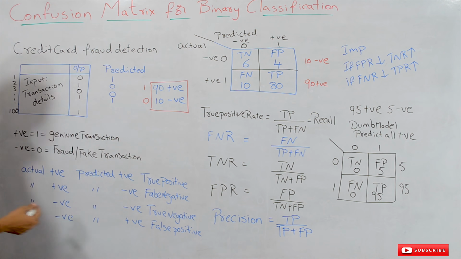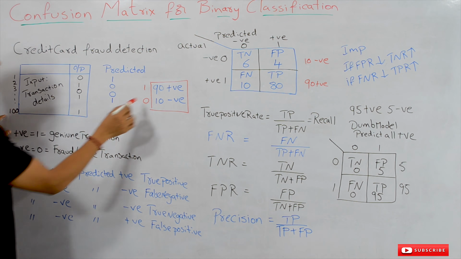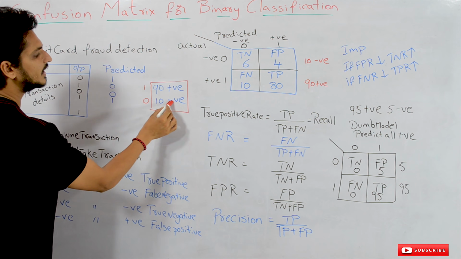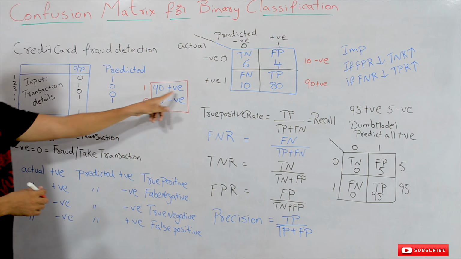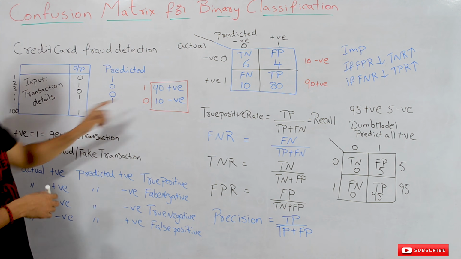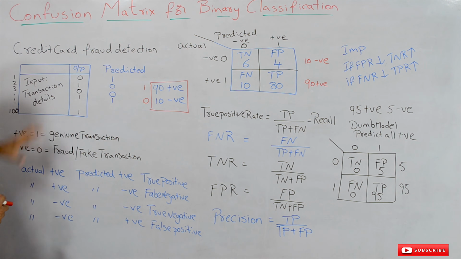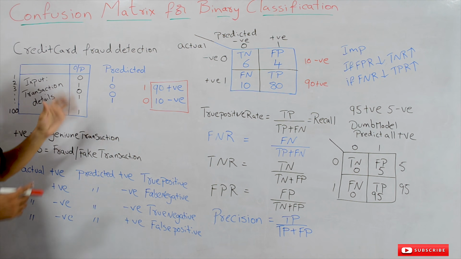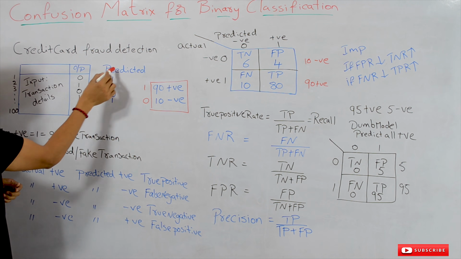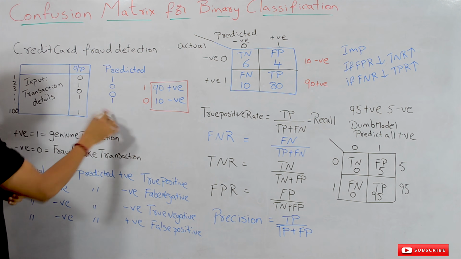Okay, so in this data set we considered 100 data points. In these 100 data points we have 90 positive transactions and 10 negative transactions, meaning 90 genuine transactions and 10 fake transactions. What we do here is apply this data set on a model. Then the model will predict our future data points. So the model prediction is like this: 1 0 0 1.